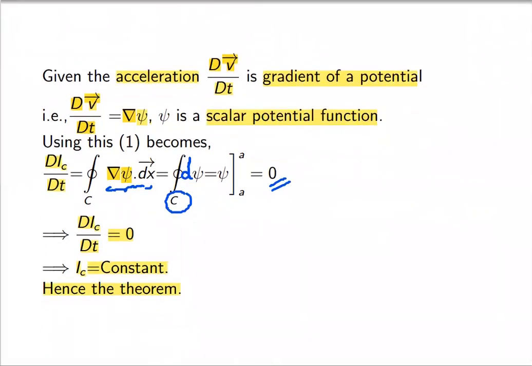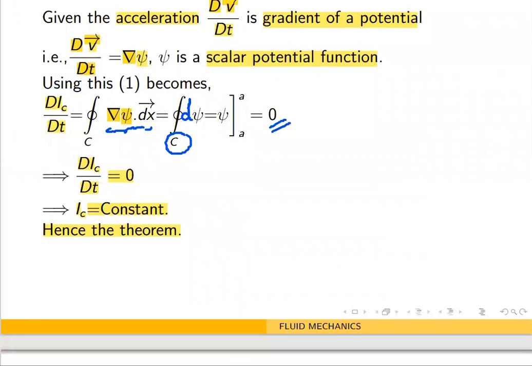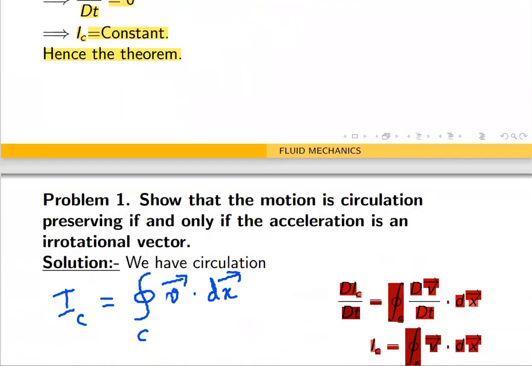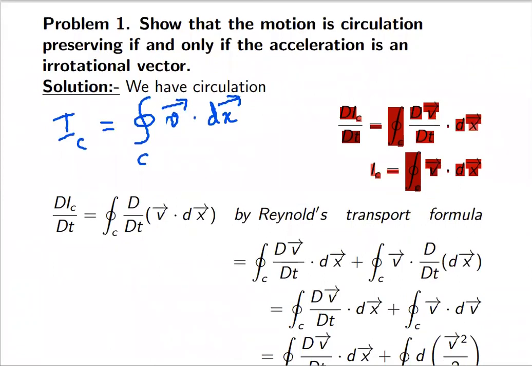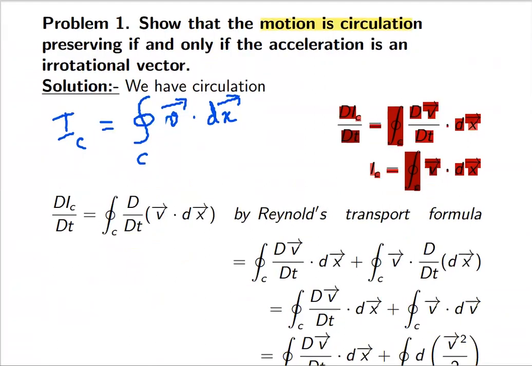We shall now take up a problem based on the circulation theorem. Let us take up this problem. The problem says, show that the motion is circulation preserving if and only if, that is both ways, right? Necessary and sufficient. If and only if the acceleration is an irrotational vector.